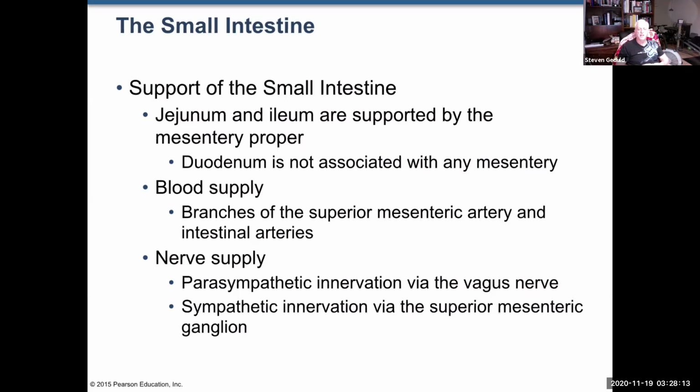And then the nerve supply. You have to have parasympathetic and sympathetic for all your digestive system. The parasympathetic is your vagus nerve. Your sympathetic is the superior mesenteric ganglion.